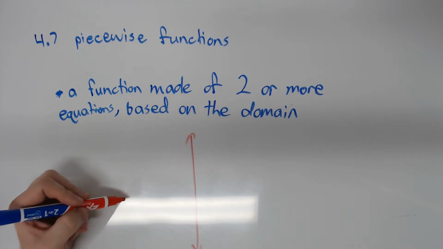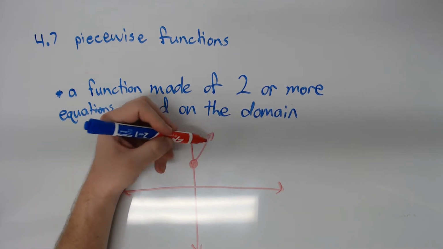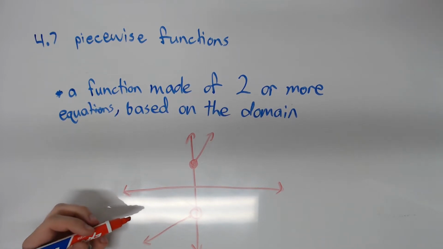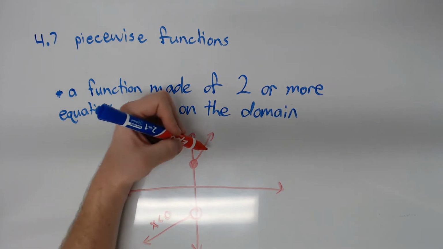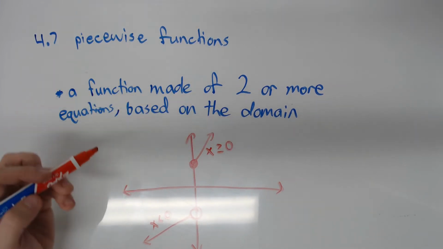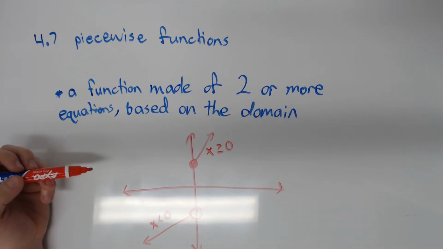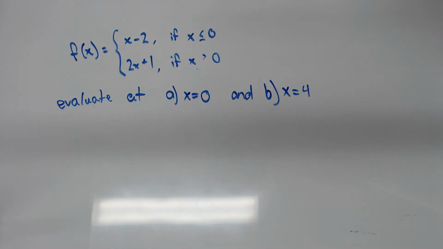A piecewise function roughly might look something like this. This equation would happen when x is less than 0. This equation would happen when x is greater than or equal to 0. That's what it means by based on the domain. So let's take a look at a piecewise function and see exactly how we use those x values to determine which equation we're using.